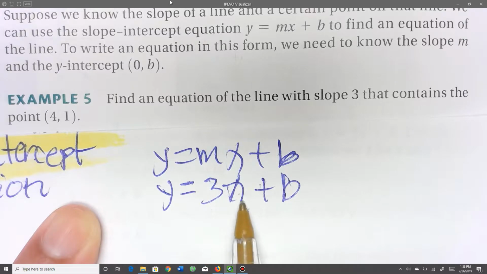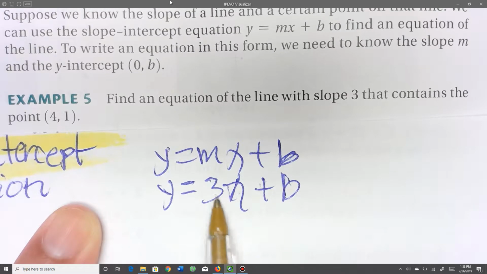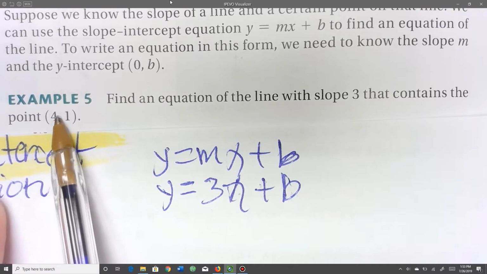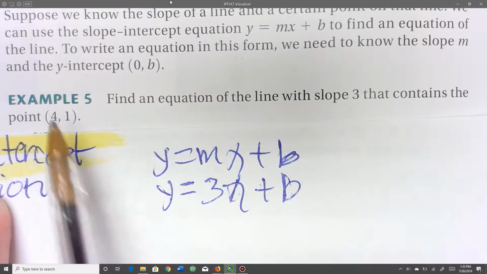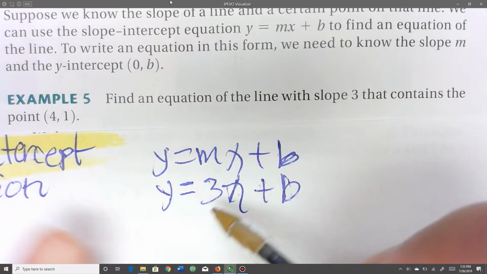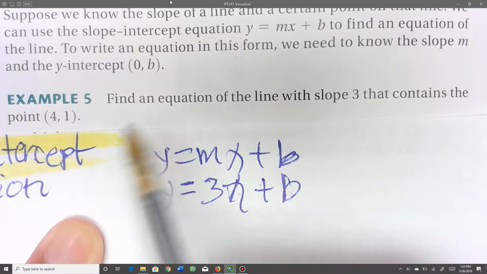Well, the missing information is b, isn't it? Because x stays and y stays, right? We already have the slope. So obviously the only thing we're missing is the y-intercept. How do we find that? By substituting these values into the equation and solving for b. We went a little backwards there, but it is still mathematically correct.